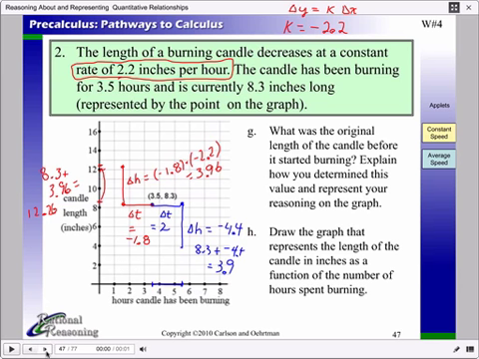so the original length of the candle before it started burning, okay? Explain how you determine this value, represent the reasoning on your graph. So now your graph is a little, I think, doesn't quite showing up. You're going to have to kind of extend your axis, go up into the wording there. So how can we find what the original... So constant rate of change, graphs as, how does it graph? A curve?